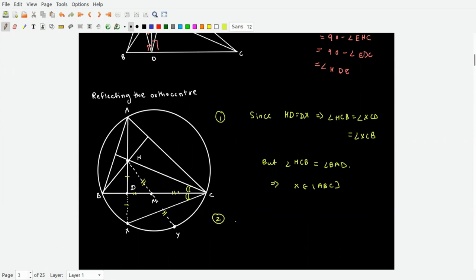So I'll write the proof which I have in mind. Since BHCY is a parallelogram and angle BHC is 180 minus A, because this is 90 minus, wait, sorry, this is 90 minus C, and this is 90 minus B, so this would be 180 minus (90 minus B plus 90 minus C), so that would be B plus C, which is 180 minus A. So since angle BHC is 180 minus A, angle BYC is 180 minus A, which implies Y belongs to the circle ABC.